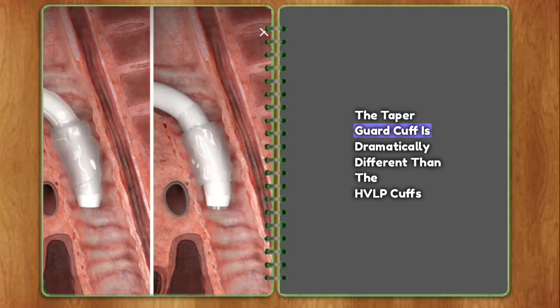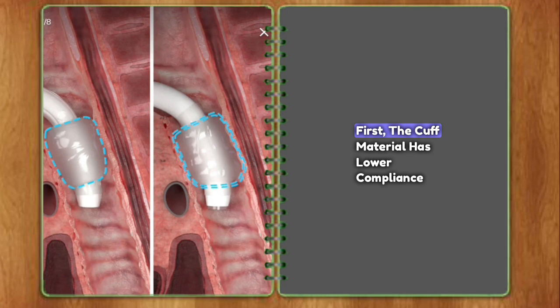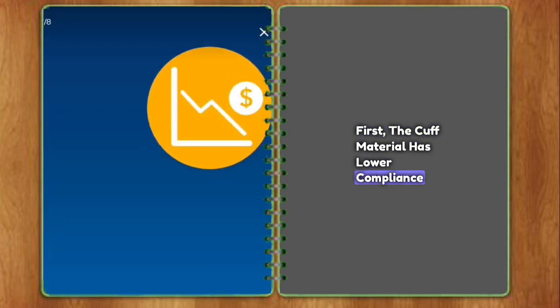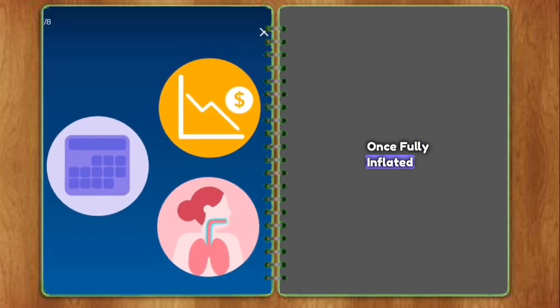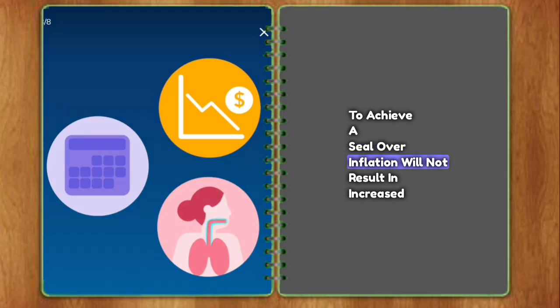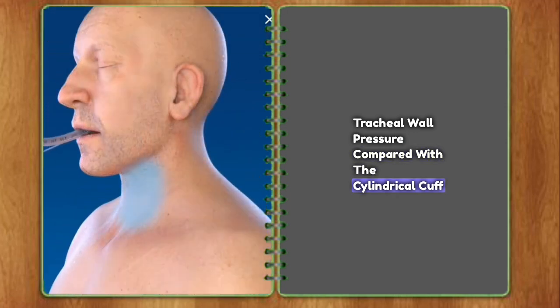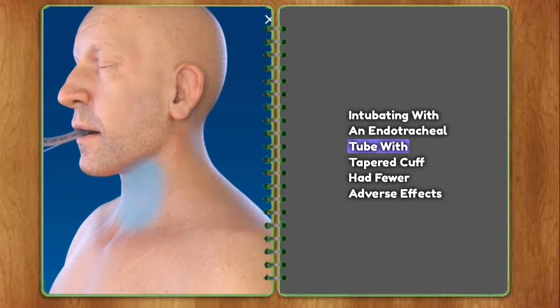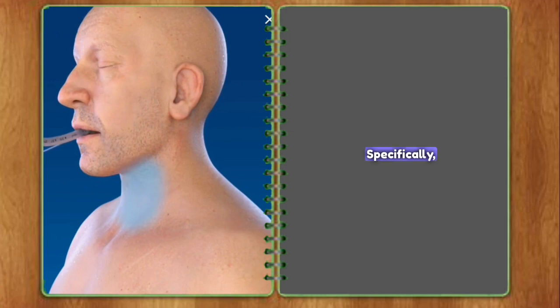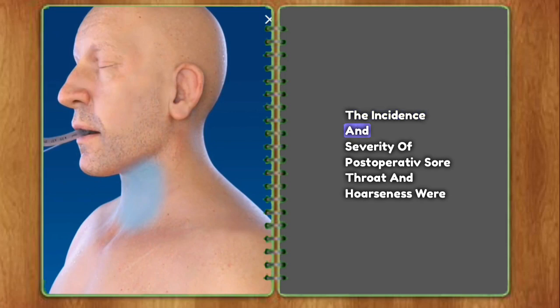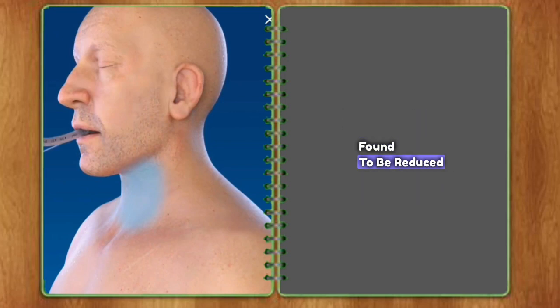The TaperGuard cuff is dramatically different than the HVLP cuffs. First, the cuff material has lower compliance. Once fully inflated to achieve a seal, overinflation will not result in increased tracheal wall pressure. Compared with a cylindrical cuff, intubating with an endotracheal tube with a tapered cuff had fewer adverse effects. Specifically, the incidence and severity of postoperative sore throat and hoarseness were found to be reduced.